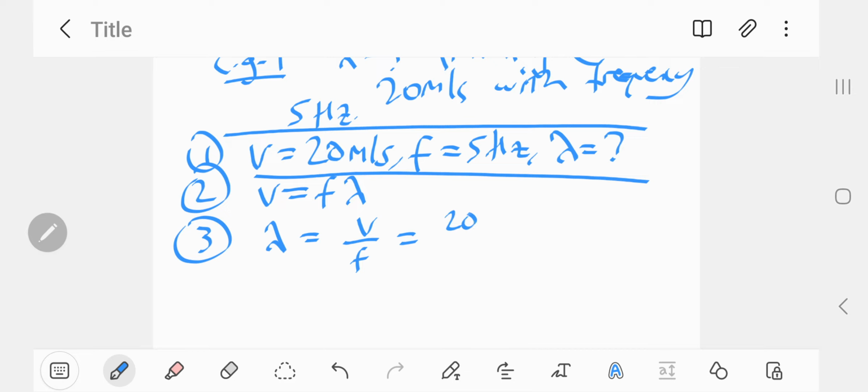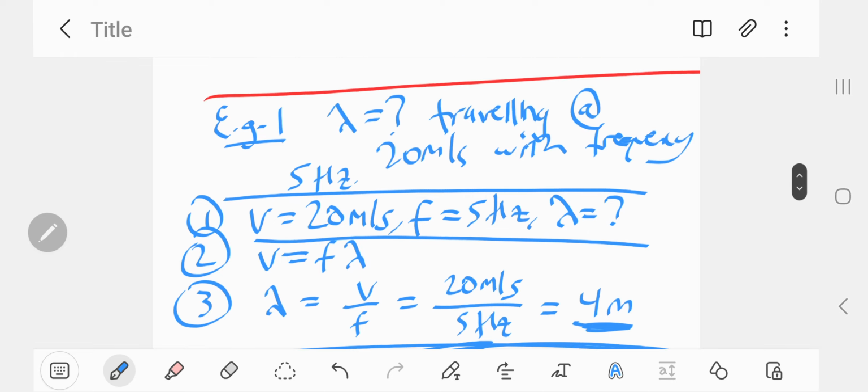What's V in this case? Well, it's just 20 meters per second. Remember to always write down the units as well, just to keep track of things. The frequency F, that's 5 hertz. 20 divided by 5, that's 4. So the wavelength is 4 meters. That's example 1.